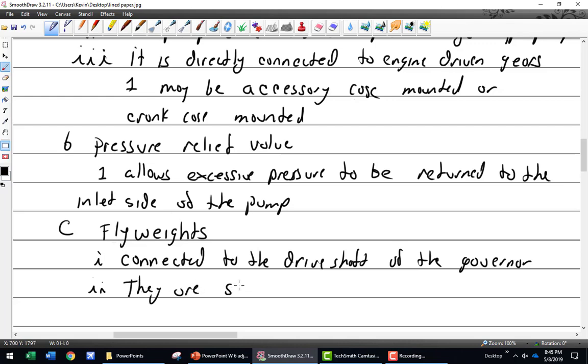They are shaped like, oops, don't know, an L or an L.